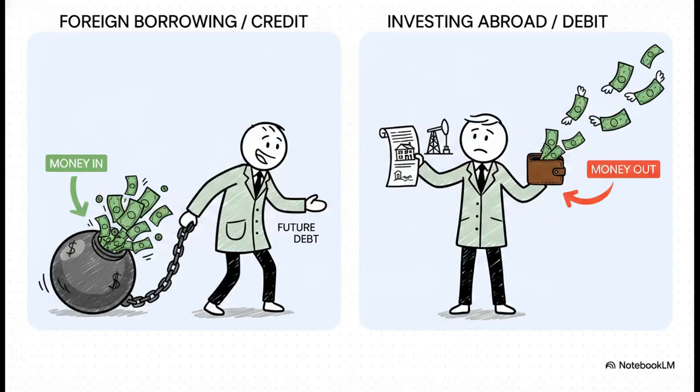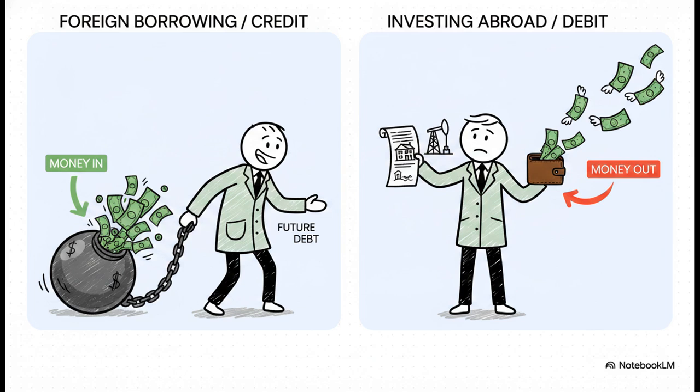And this brilliantly illustrates a concept that honestly trips up a lot of people. Foreign borrowing represents an import of capital, and it is a credit. Investing abroad is an export of capital, but it's recorded as a debit. Let me clarify this, because it's slightly counterintuitive.